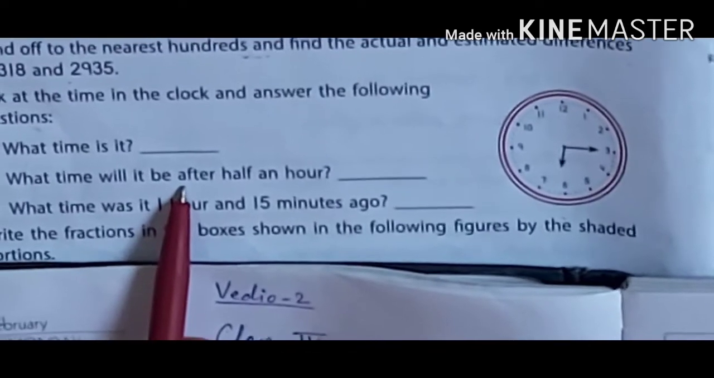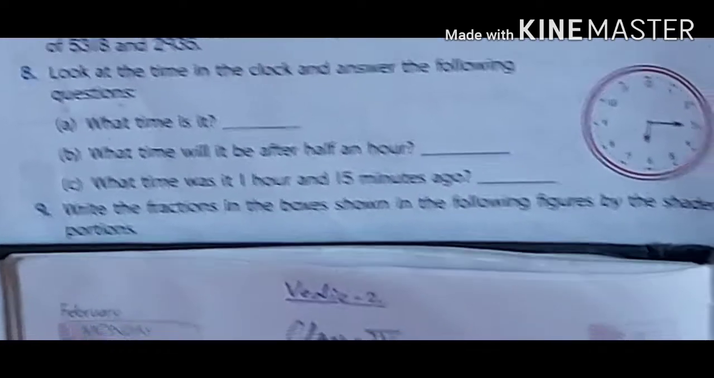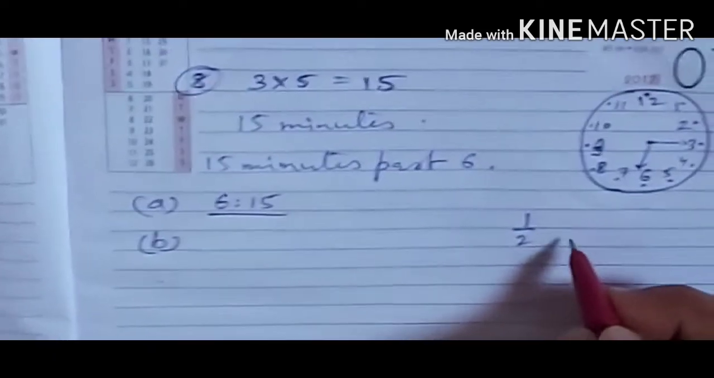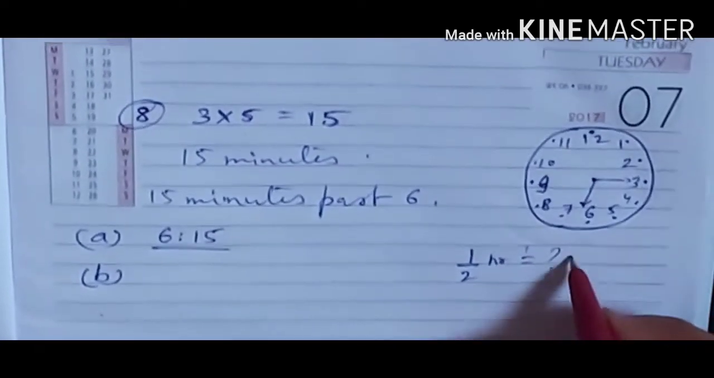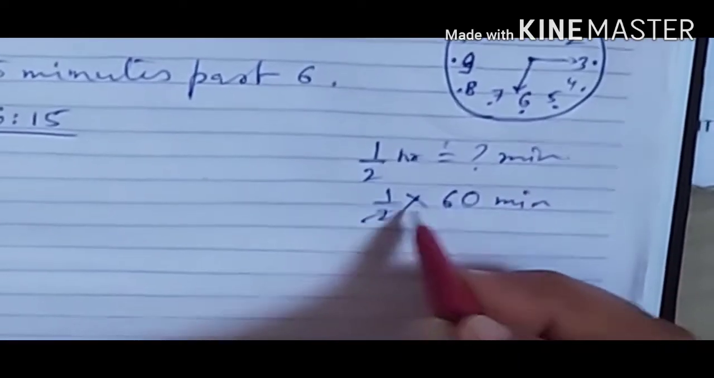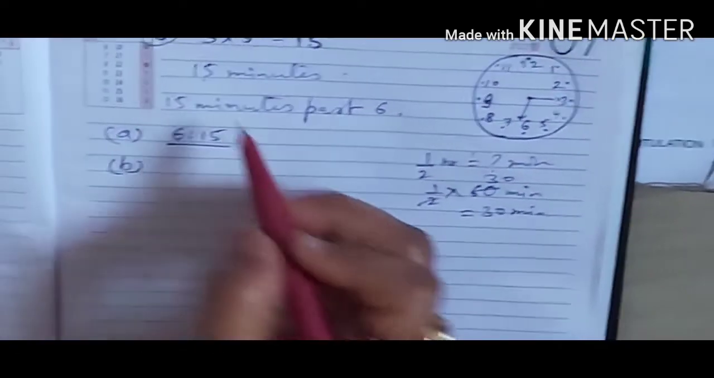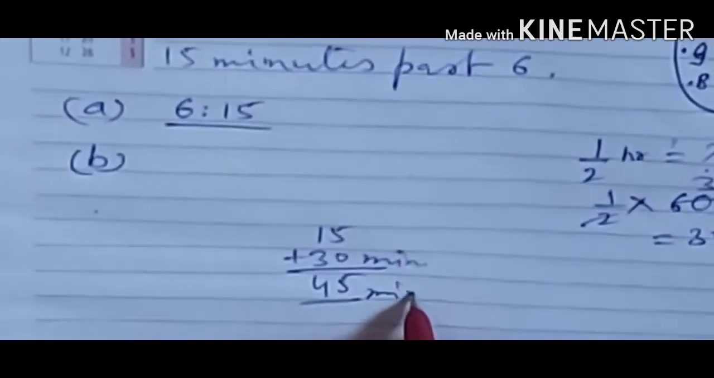For B, the question is, what time will it be after half an hour? Half an hour means आधे घंटे के बाद. आधे घंटे में कितने मिनट्स होते हैं? There are 60 minutes in 1 hour. So in half hour, how many minutes? Half into 60. That is 30 minutes. So we have to add 30 to the 15 minutes. So it is 45 minutes.